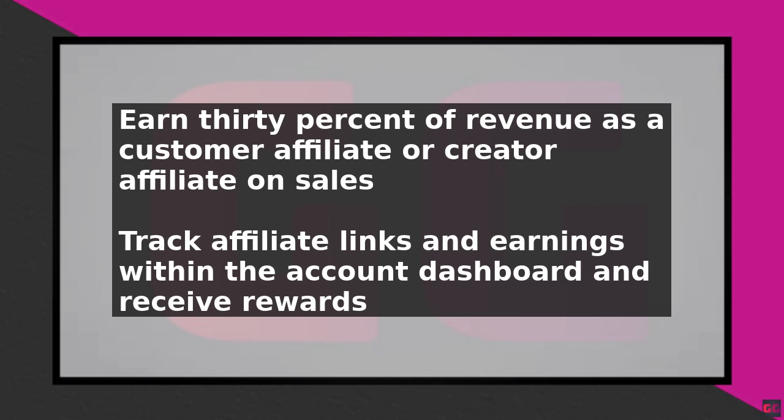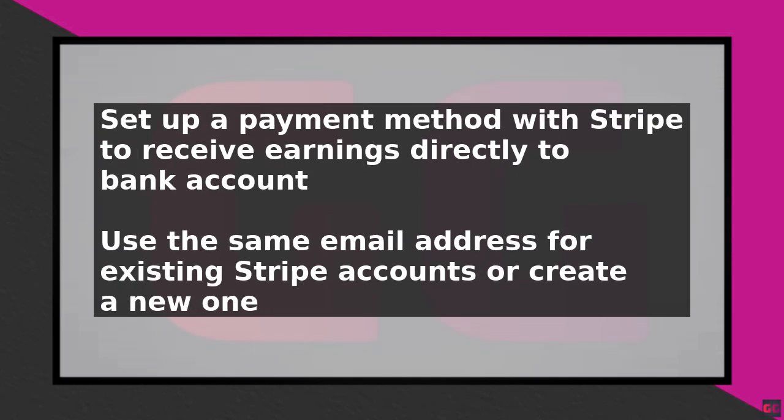To receive your earnings, you will need to set up a payment method. This involves selecting your country and then creating an account with Stripe, a payment processing platform. If you already have a Stripe account, you can use the same email address. Otherwise, you will need to create a new account. Once your payment method is set up, you can receive your earnings directly to your bank account via Stripe.